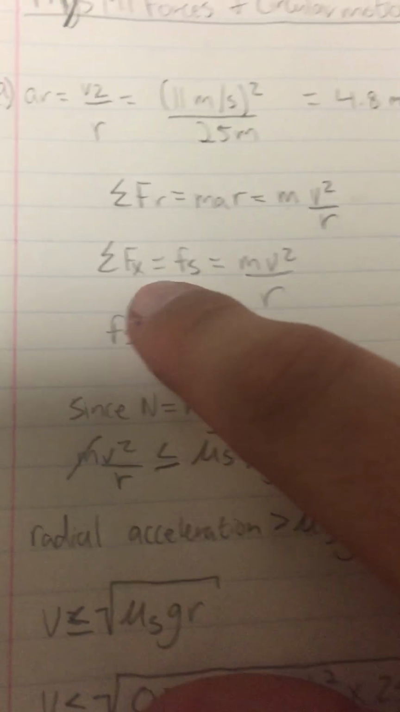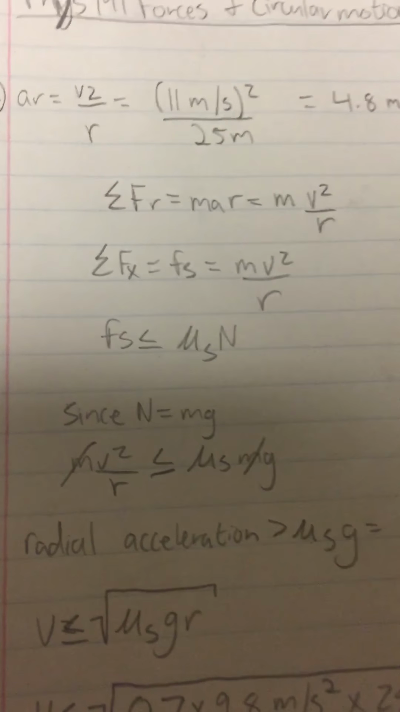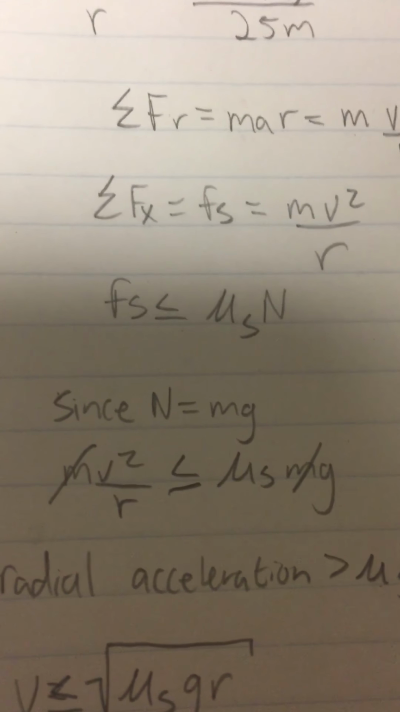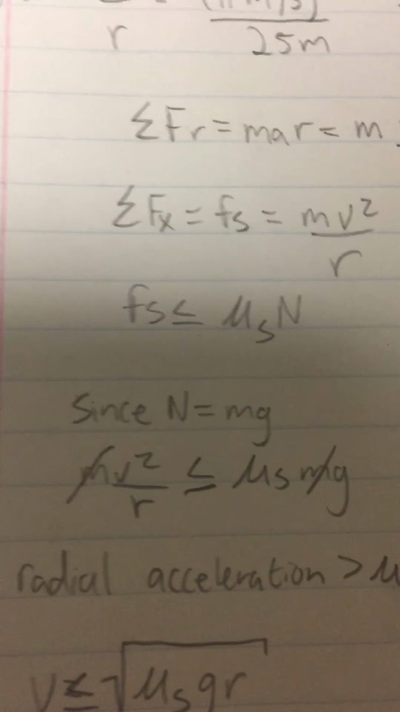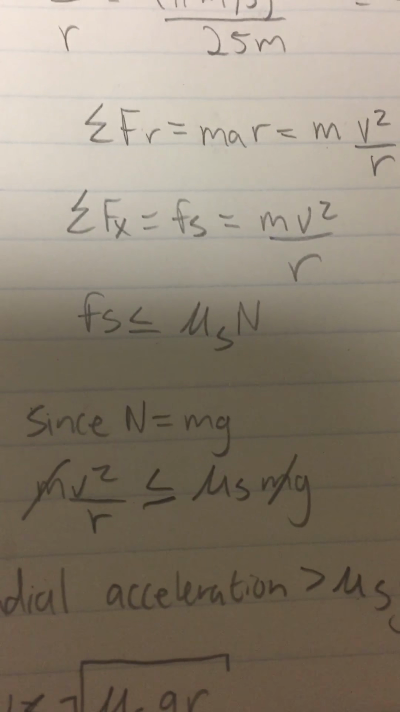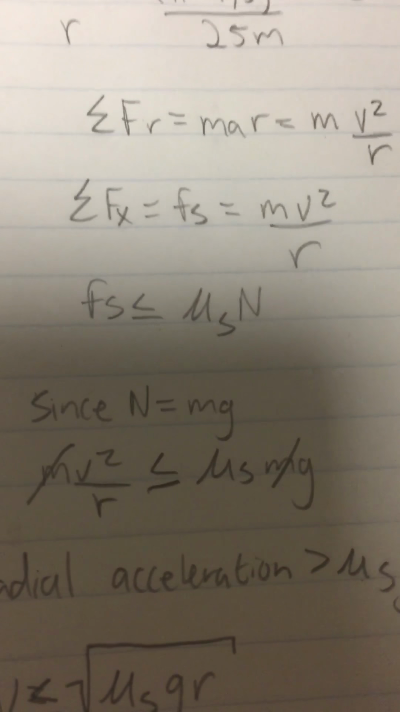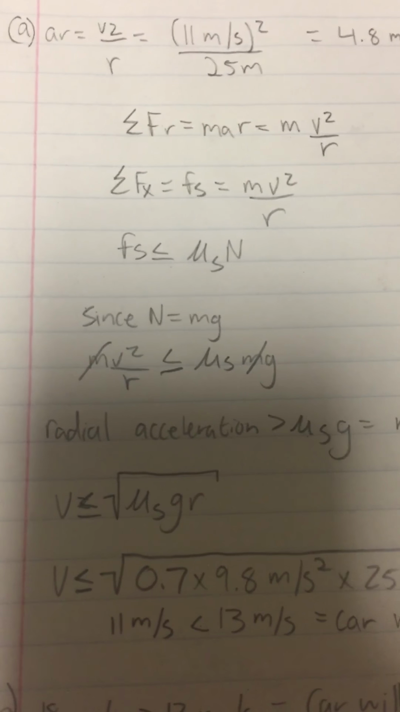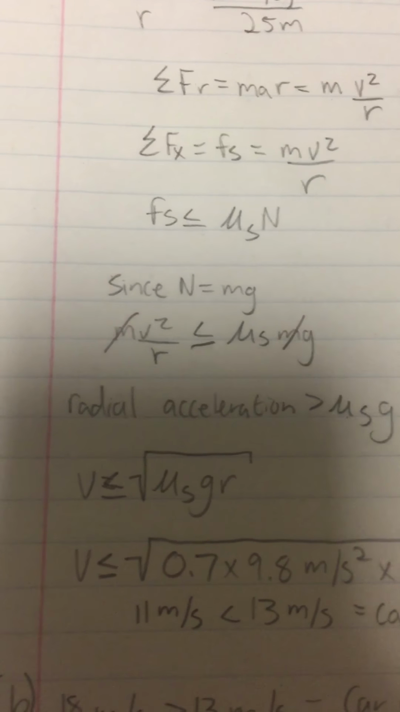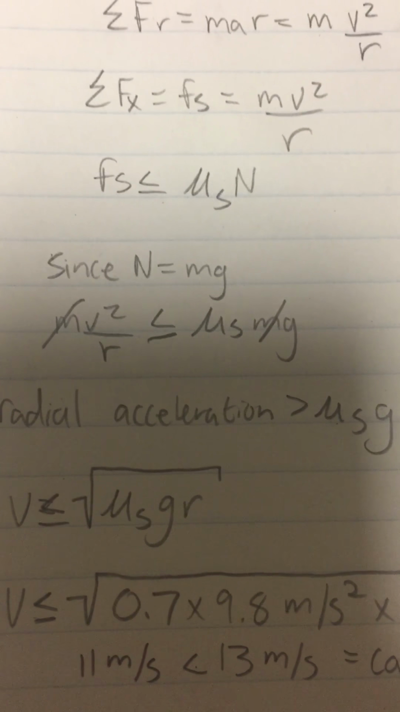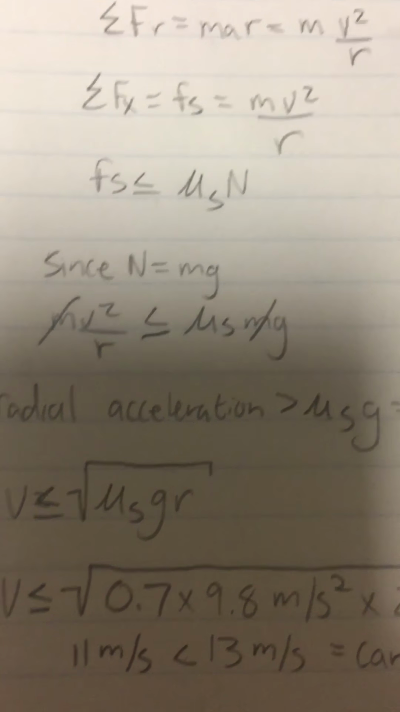The only force with a horizontal component is friction. So the sum of the forces sub r is equal to f sub s, which is equal to m times v squared divided by r. So now we have to check to make sure that the maximum frictional force is not exceeded. We do that with our formula right here, which is f sub s is less than or equal to mu sub s times the normal force.